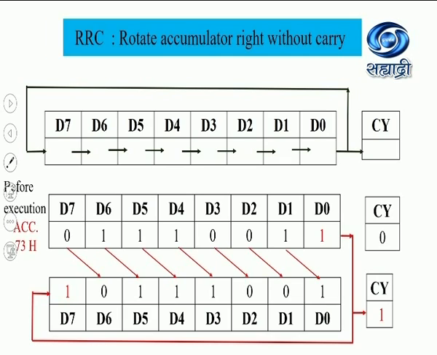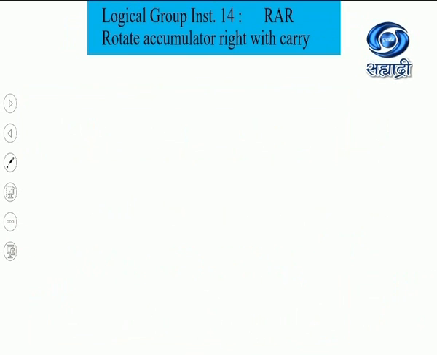So we can see that the data in accumulator is shifted right by one position and D0 goes to carry, and D0 goes to D7 also. Now using this we can check each bit of accumulator. Also it is related to multiplication and division. After execution accumulator becomes B9.